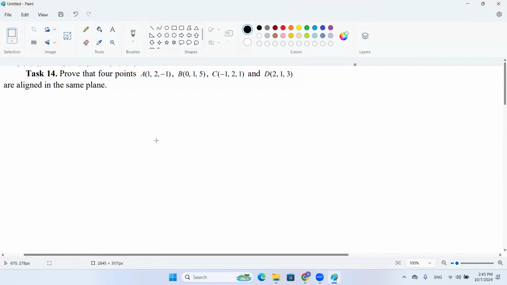Let me copy and paste this one. So we have 4 points, A, B, C, and D, and we need to prove that they all lie in the same plane. How to solve it? Any ideas? Maybe anybody else wants to join our discussion? What about Sophia? Any ideas how to solve? We won't solve it now, just the idea, the way how to do it.